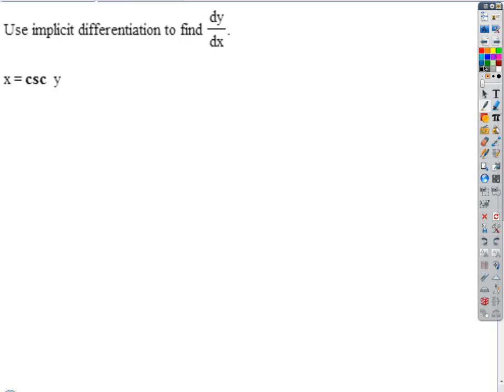Okay, so if we differentiate this, then on the left side, we just get 1. On the right side, derivative of cosecant y with respect to x. What's the outer layer there? Cosecant. The derivative of a cosecant is negative cosecant y cotangent y, and then the derivative of what's inside is y prime. All right, good.